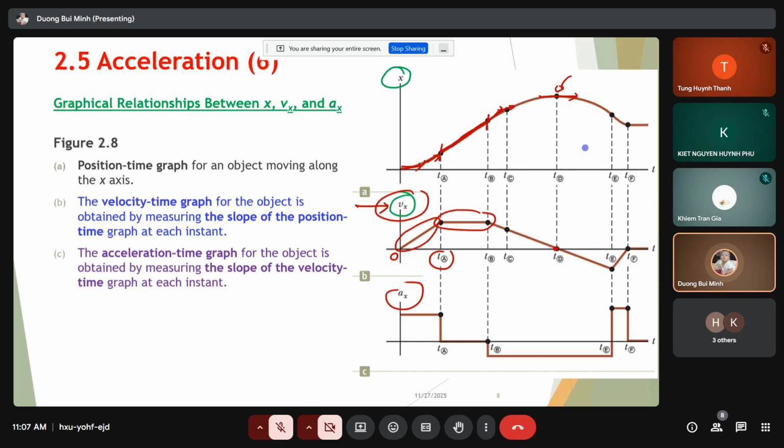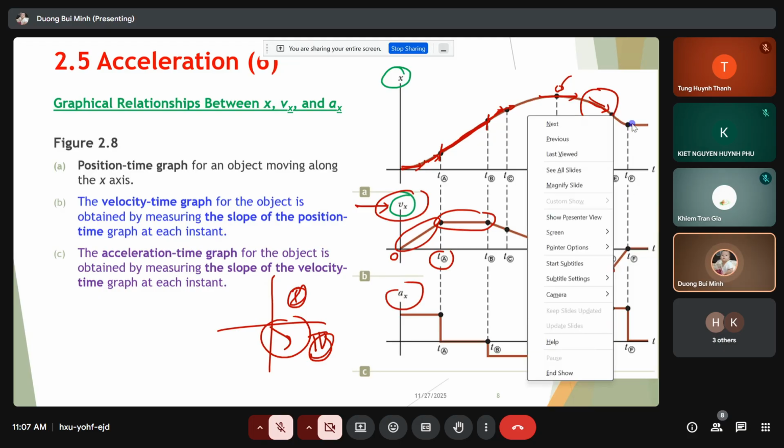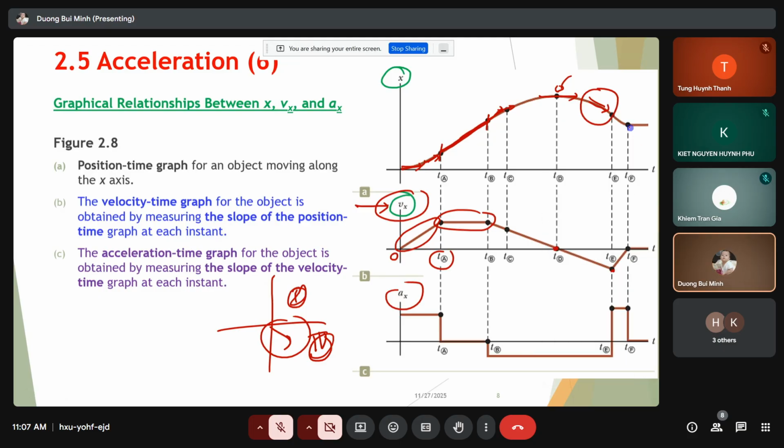And here the slope will be in the fourth quadrant, so Vx will be negative. And when you get here, x is constant, so Vx will be 0. So according to x, you can get Vx. And of course, based on the Vx curve, you can get Ax.